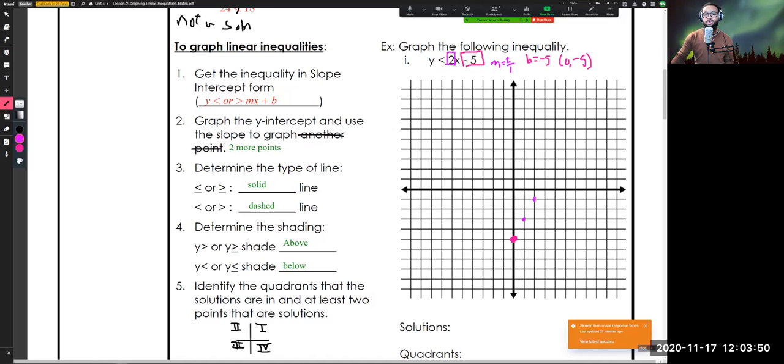And honestly, you could do a whole bunch more points than just 2. Up 2 over 1. You could keep on going. Since slope is a constant rate of change, you can go as long as you want. 2 points will help us make sure we get a straight line when we do it. And that's why we ask you to do at least 2 points. All right.